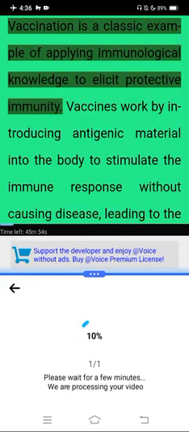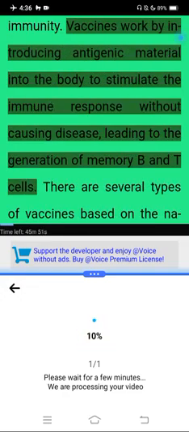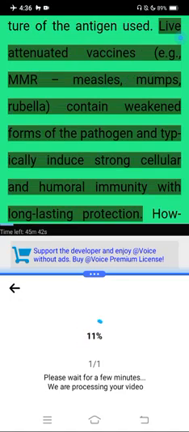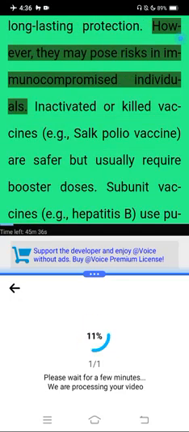Vaccination is a classic example of applying immunological knowledge to elicit protective immunity. Vaccines work by introducing antigenic material into the body to stimulate the immune response without causing disease, leading to the generation of memory B and T cells. There are several types of vaccines based on the nature of the antigen used. Live attenuated vaccines, e.g., MMR (measles, mumps, rubella), contain weakened forms of the pathogen and typically induce strong cellular and humoral immunity with long-lasting protection. However, they may pose risks in immunocompromised individuals.